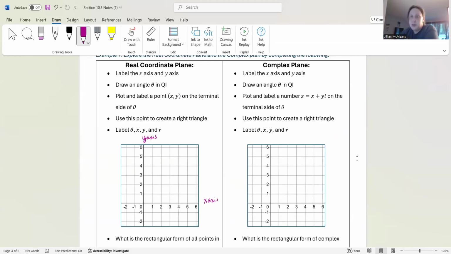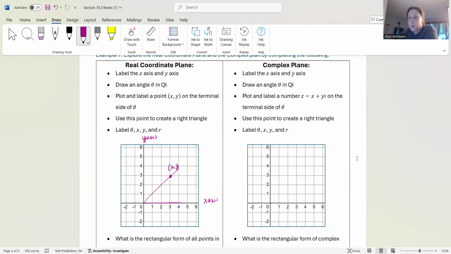Now we're going to do things a little differently this time. We're trying to really understand that this all relates to the complex plane. So this time, let's draw an angle. Let's call it theta in quadrant one, so Q1. We've drawn an angle in quadrant one. Plot and label a point x, y on the terminal side of theta. Okay, done. We've got some point x comma y.